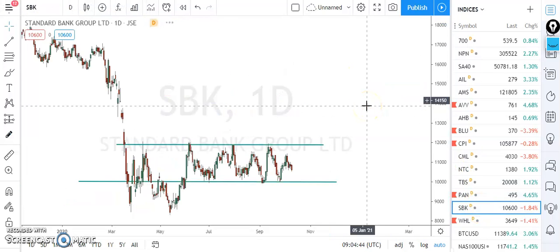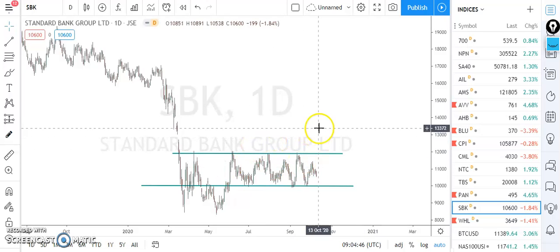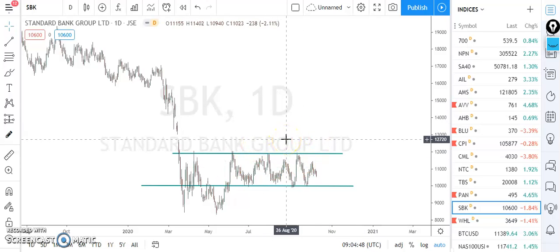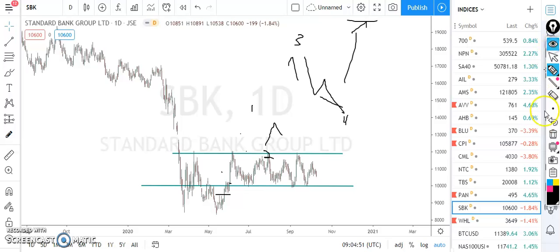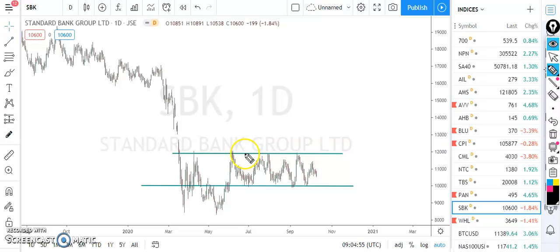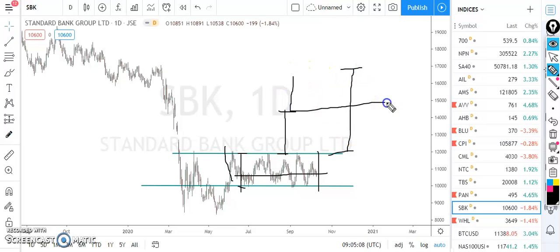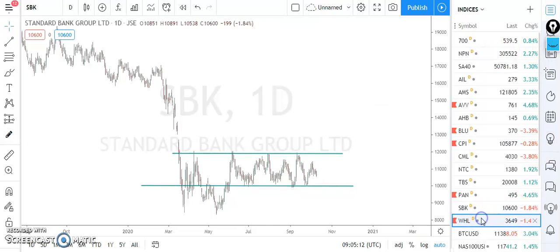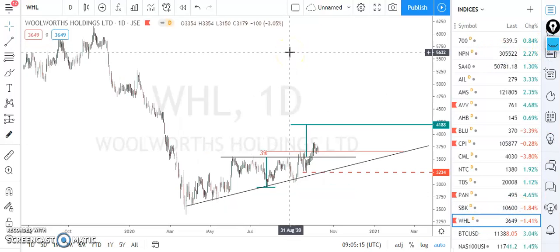Standard Bank, still in this rectangle, going nowhere. We know how to calculate the take profit areas or the target areas of this. Obviously, if you take the width, that will be the first target area. And also, if you take the length of this consolidation, usually it breaks out to that level as well. So those are the areas that I'm looking for on Standard Bank, but it needs to break before I will commit to that trade. The last one that we are in, Woolies.